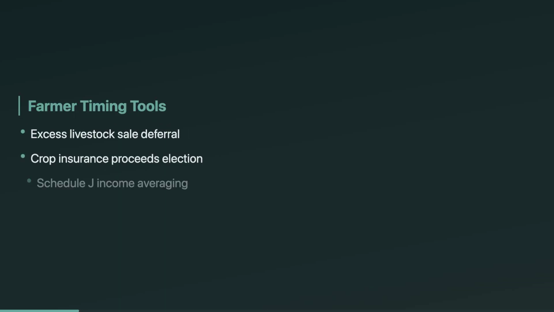Farm income can swing wildly, so the tax law gives farmers a few special pressure valves. The big three you'll see on the EA exam are disaster-related deferral for excess livestock sales, the election to postpone crop insurance or disaster proceeds, and Schedule J farm income averaging. These don't make income disappear. They mainly shift timing or spread income across years to reduce rate pain.